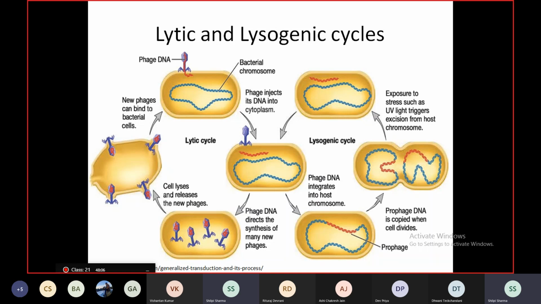Under specific conditions, the prophage DNA is activated. It could be any of the stresses like UV that triggers excision from the host chromosome, and it then enters into the lytic cycle for release. So for a period of time, it might maintain the lysogenic cycle, and then it enters into the lytic cycle. Such kinds of viruses are called temperate phages. Unlike lytic phages, these are temperate phages. So both of these cycles are found in the bacteriophages.